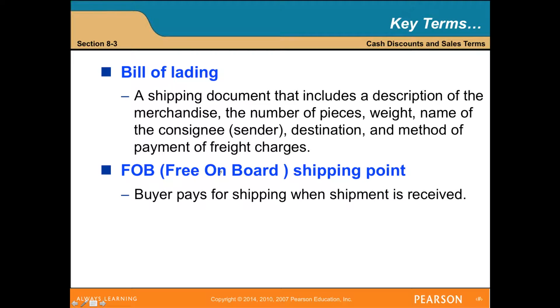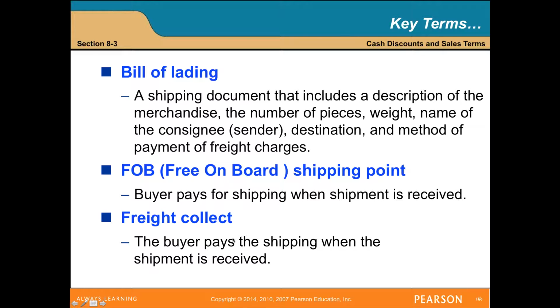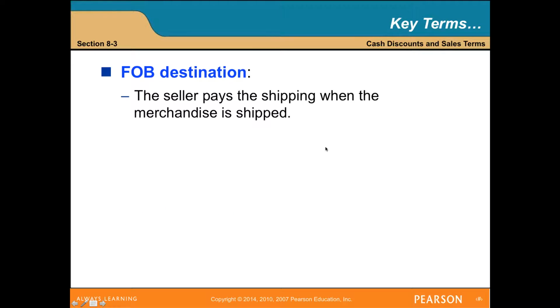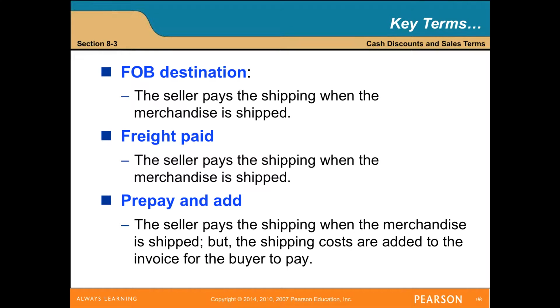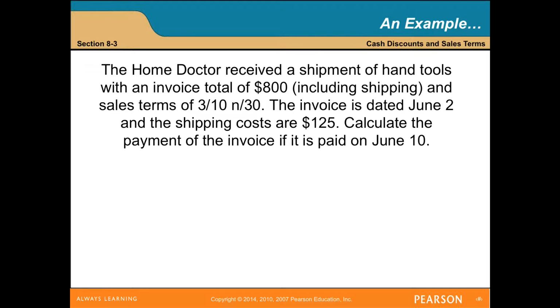FOB stands for free on board shipping point. The buyer pays for shipping when the shipment is received. Freight collect. The buyer pays the shipping when the shipment is received. FOB destination is when the seller pays the shipping when the merchandise is shipped. Freight paid is when the seller pays the shipping when the merchandise is shipped. Prepay and add is when the seller pays the shipping when the merchandise is shipped, but the shipping costs are added to the invoice for the buyer to pay. And I know that was a mouthful, but if you refer to chapter 8 in your text, it does give a little bit better of an understanding, more in depth than what the slides cover of all those terminologies for freight.